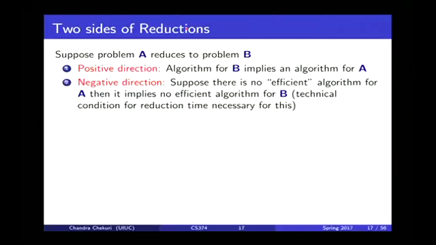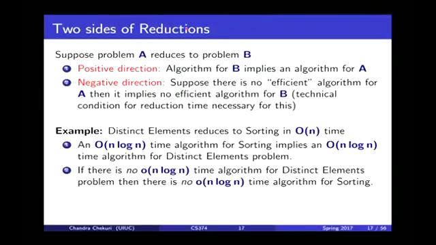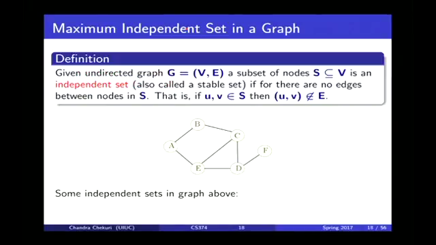Okay, so there are two sides of reductions, and we'll come back to this again and again. One is the reduction as an algorithmic design tool. We reduce the problem of distinct elements to sorting. So what does it tell us? If sorting is easy, distinct elements is easy. But we also get the second implication: if somehow I knew that distinct elements is itself hard, then I'll get the conclusion that sorting must be hard. This will come back to us, because this is a thing that will happen in reduction.